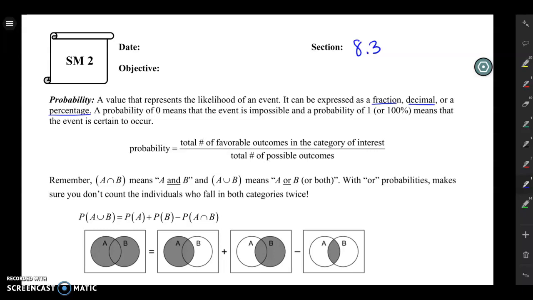One thing I wanted to talk about is to remind you what the intersection and union symbols mean. Remember that A intersect B means A and B, which means you're only looking at the overlap between A and B. A union B means A or B or both of them. So when we start looking at probabilities of A union B, we have to be careful that we don't count some categories or individuals twice.